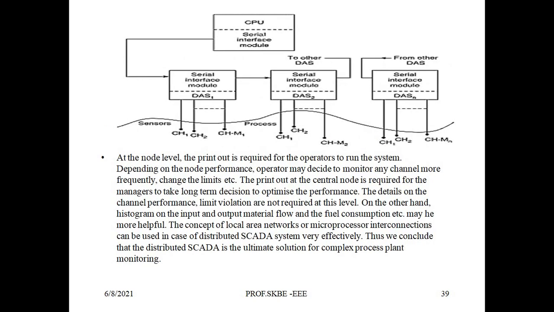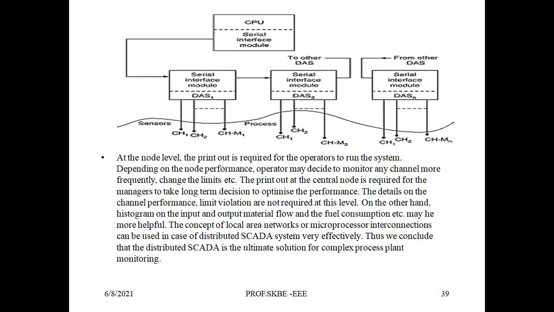Then next, the CPU and then the other nodes. At the node level, the printout is required for the operators to run the system. Depending upon the node performance, the operator decides to monitor a channel more frequently, change the time limits, etc. The printout at the central node is required for the manager to take long-term decisions to optimize performance.